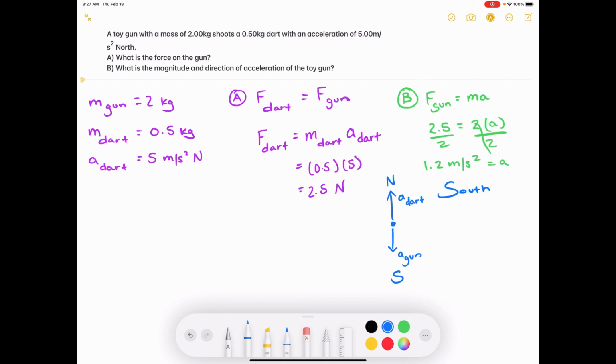Okay, so you'll get points for showing your work for both parts, and you'll also get points for having the direction on part B, so don't forget that part.